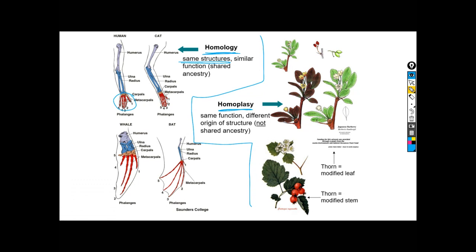Okay, so we have homology when they are actually the same, right? They look the same, they act the same, and they are actually coming from the same place. These are fingers, and they're in fingery locations. In homoplasy, they look the same and act the same, but they aren't actually coming from the same place. They're still thorns, okay, but those are thorns coming from leaves, and those are thorns coming from stems.